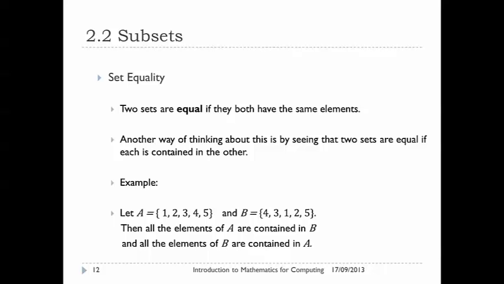Next one, 3 is an element of B. 3 is also an element of A. 1 is an element of B. 1 is also an element of A. 2 is an element of B. 2 is also an element of A. And finally, 5 is an element of B. 5 is also an element of A. So we can see that B is also a subset of A.